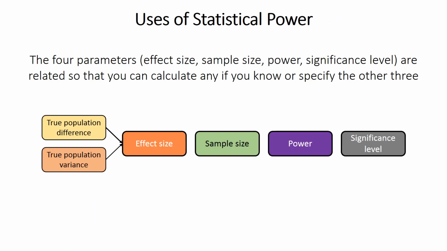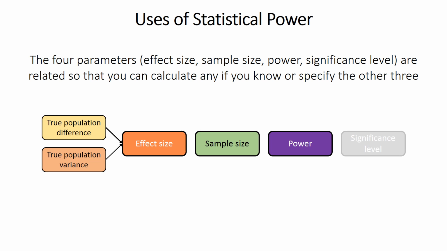So these 4 parameters, effect size, which is a function of the true population difference and the true population variance or variability, sample size, power, and significance level are all related to each other. So you can calculate any one of them by knowing or specifying the others. But in reality, we don't change the significance level. So there really are only 3 parameters to use.